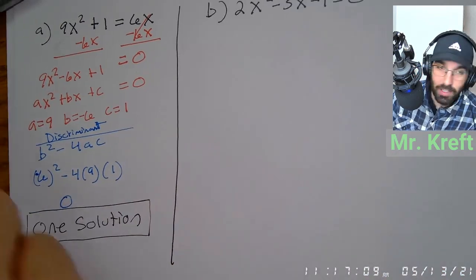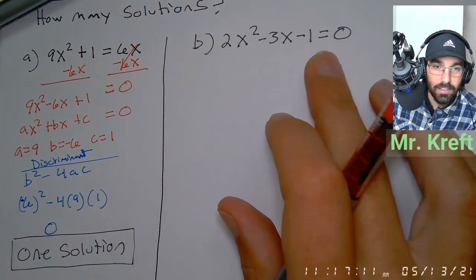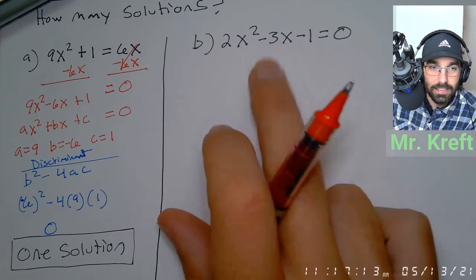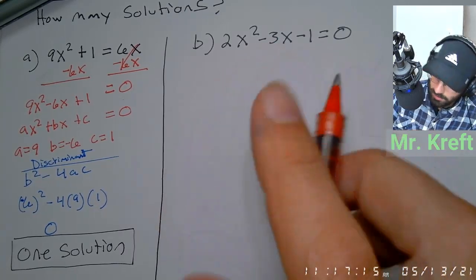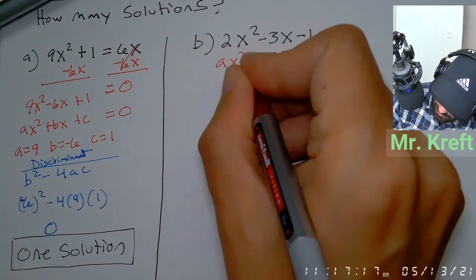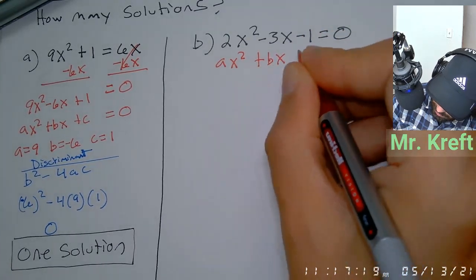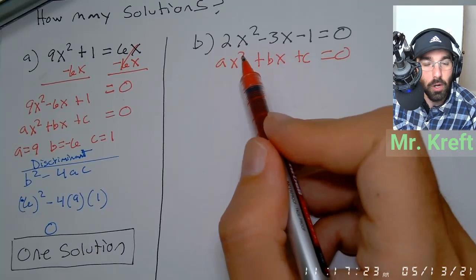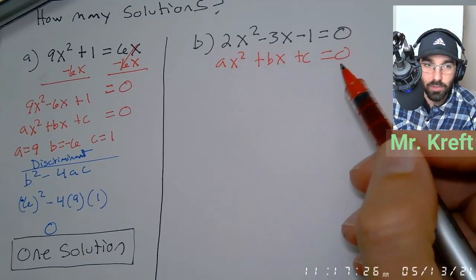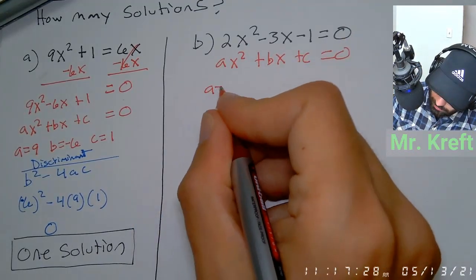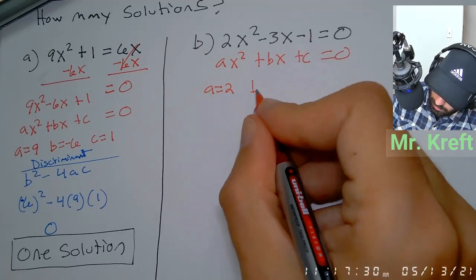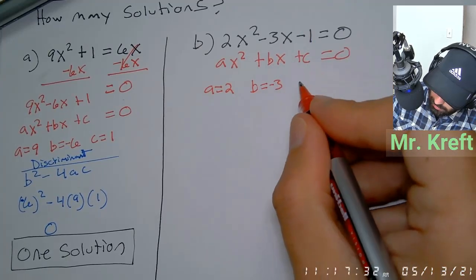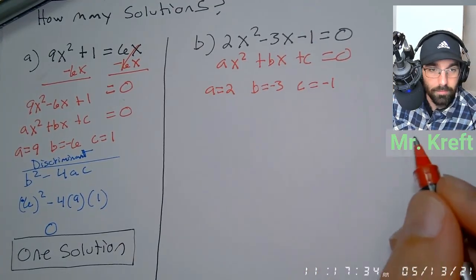All right. Okay, so this next one, it's already in standard form. So I'm going to have ax squared plus bx plus c. How did I know it was already in standard form? Everything's already over on one side, and it's equal to 0. So I'm going to go ahead here and say, okay, a equals 2, b equals negative 3, and c equals negative 1.